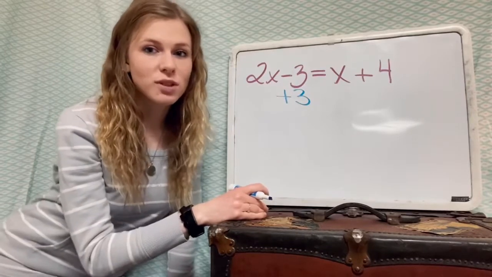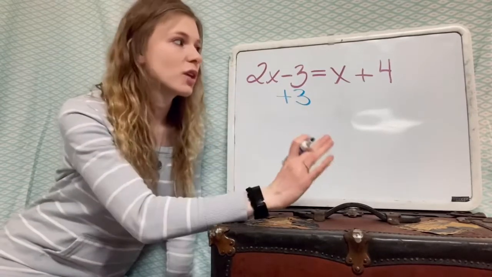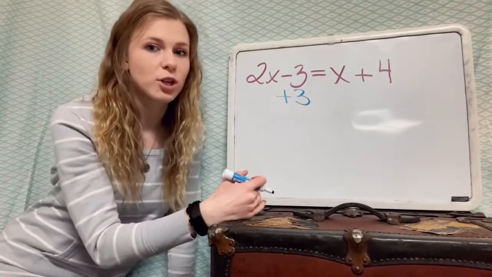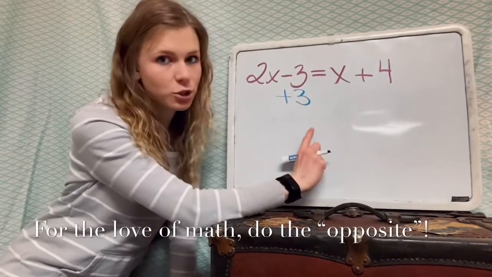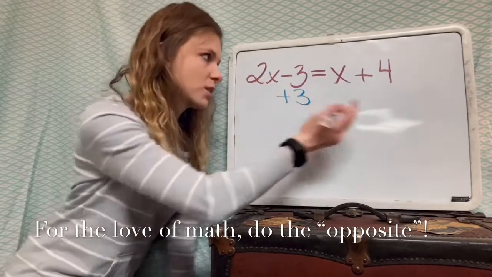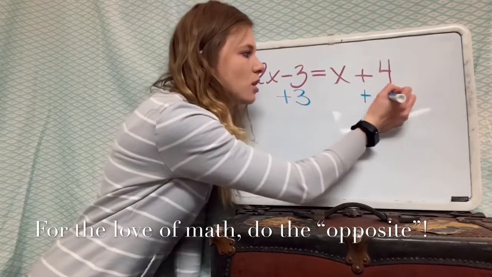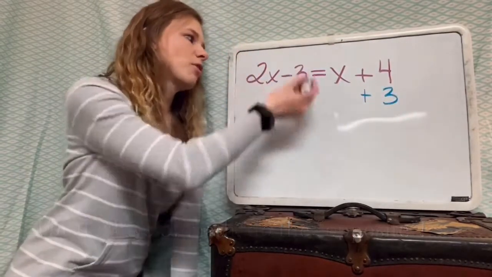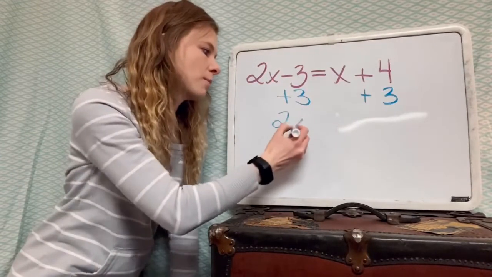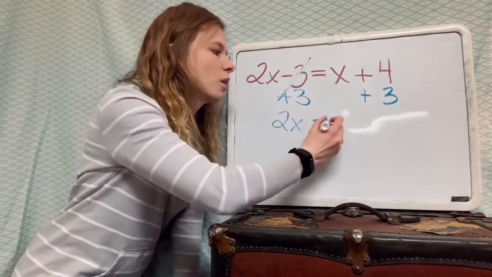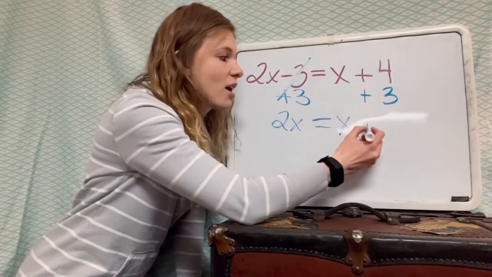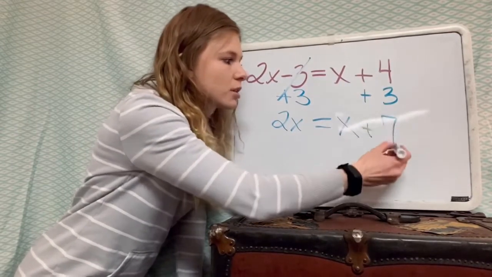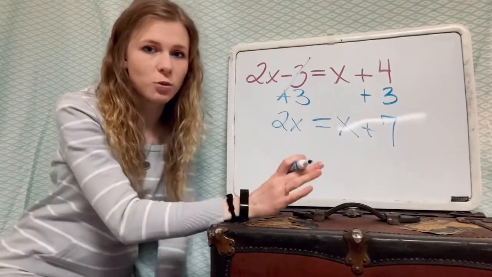Anytime you want to move something from one side of the equation to the other, you need to use the opposite operation. Since it was a minus 3, we're going to do plus 3. If I add 3 to this side, I add 3 to the other side. All I'm left with over here is 2x, because these cancel. Bring down my equal sign, bring down the x that I haven't touched yet, and now I know that 4 plus 3 is 7. This is what I'm left with.